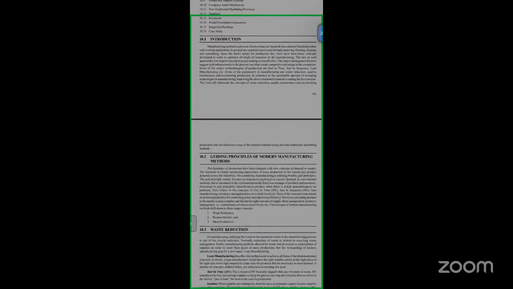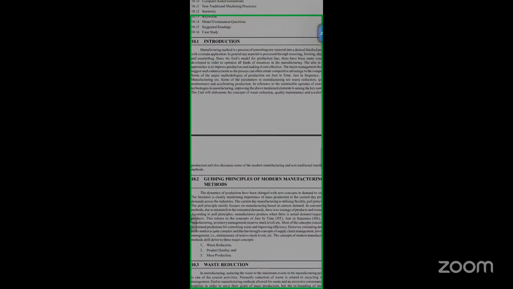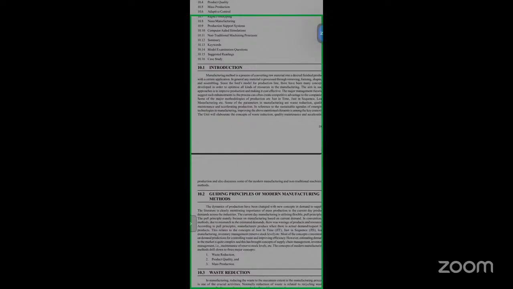Manufacturing method is a process of converting raw materials into a designed finished product with certain principles. In general, any material is processed through removing or forming, shaping, and assembling. Since the Ford model of the production line, many concepts have been developed in order to optimize all kinds of resources in manufacturing. The aim in such approaches is to improve production and make it cost effective.